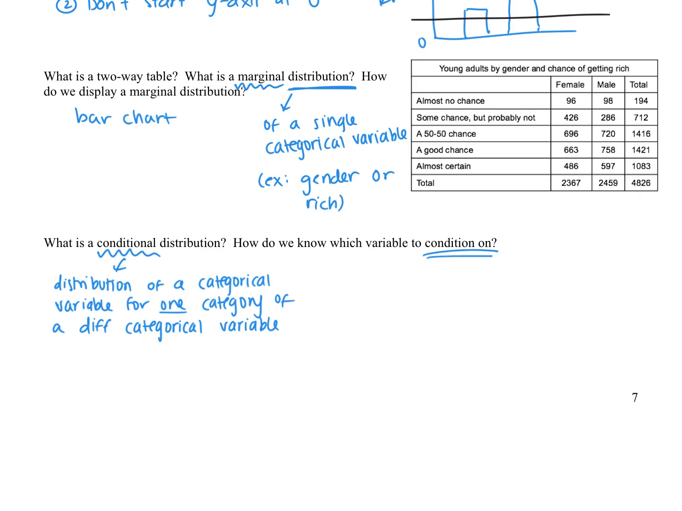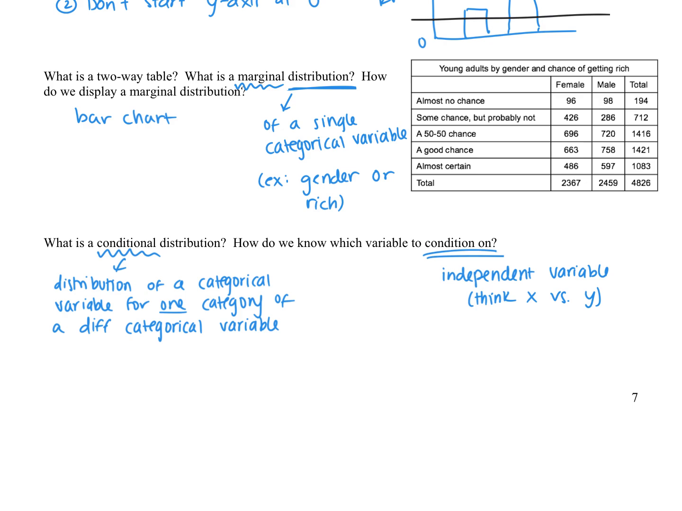Okay, how do you know what you want to condition on? Whatever you think is your independent variable. So if you think of X versus Y, independent versus dependent. Now X versus Y doesn't make sense in this case because we're looking at categorical data, not numeric. But you're thinking of what affects the other one.